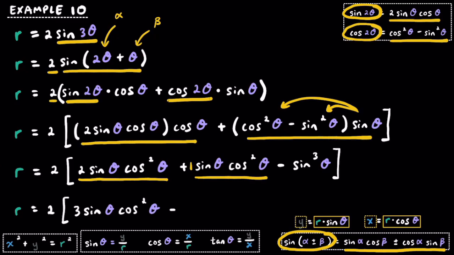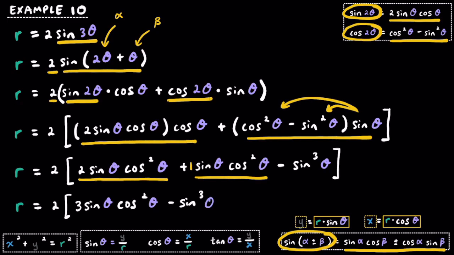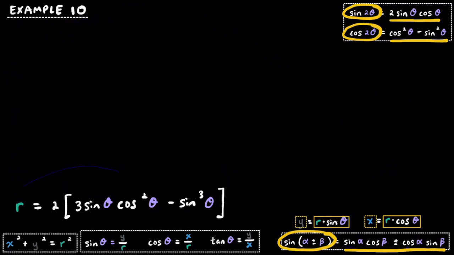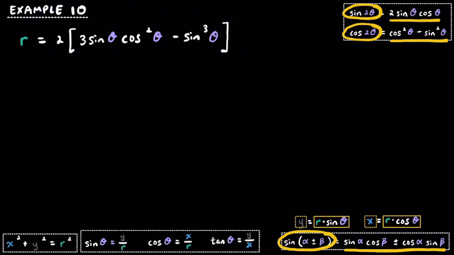And we have a minus sine cubed of theta. Combining like terms, we can write r is equal to 2 times the quantity of 3 of these sine of theta times cosine squared of theta, and we're going to have minus sine cubed of theta afterwards. Now, since we're running out of room here, I'm just going to go ahead and move this away, and let's drag it up so we have a little bit more space.